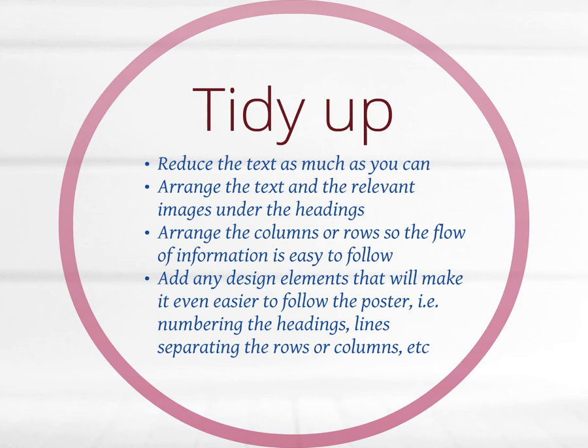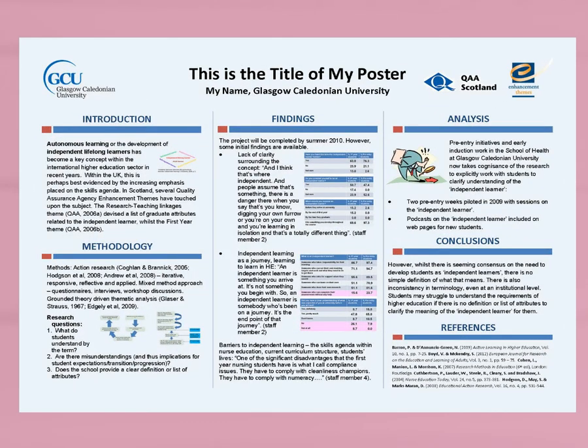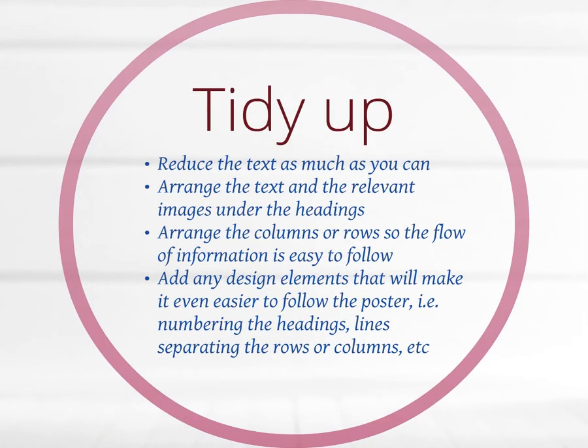Now you need to read through each of the sections of your poster, reduce the text as much as you can, and rearrange the text, images or tables that you have under each of the headings. Make sure the columns and the rows flow easily and it's very clear which way the reader should read the poster. You can also take advantage of some design elements that will make it even easier for the reader to follow your poster. You can add numbers for the headings. You can add lines separating the columns or the rows of your poster just to be extra clear how the text and the information in the poster flows.